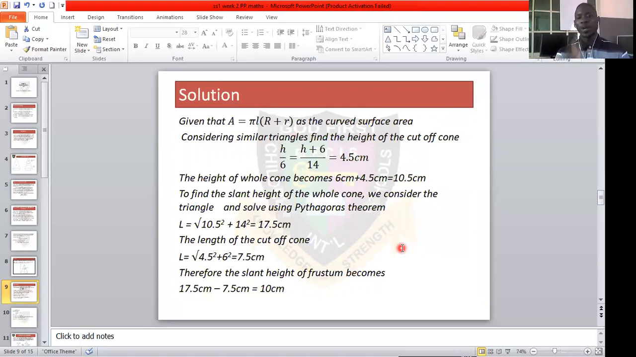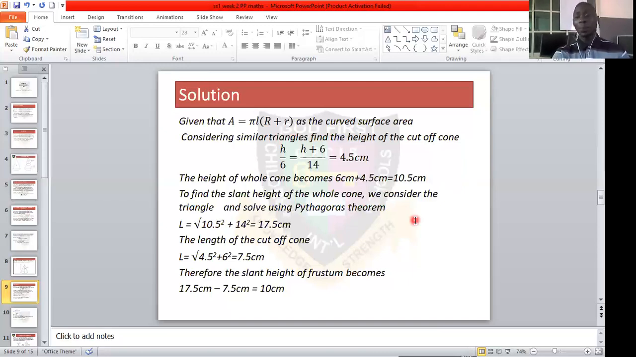But in my solution, I'm considering A equals π L (R + r) as the curved surface area, in which capital R is the radius of the whole cone, and small r is the radius of the smaller cone. And L in this equation is the slant height.